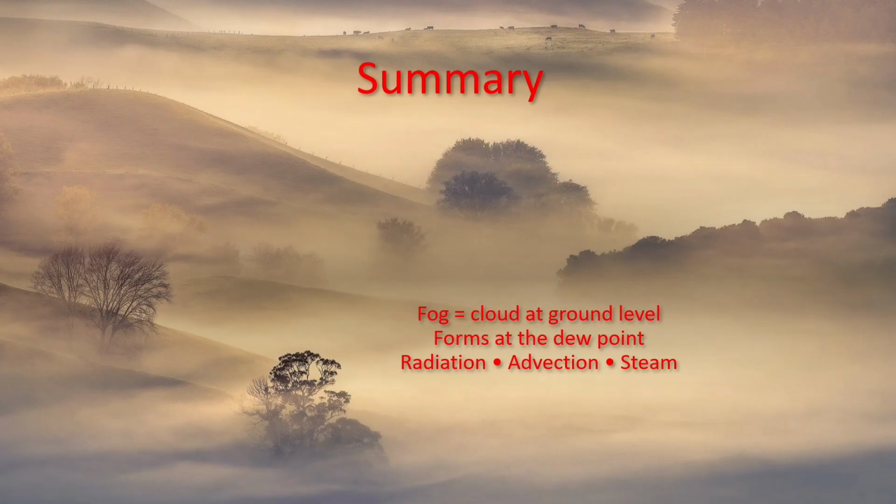Fog is simply a cloud that forms at ground level when air cools to its dew point and water vapor condenses into tiny droplets. Whether it forms from cooling ground, warm air moving over cold surfaces, or warm water meeting cold air, the underlying physics is the same.